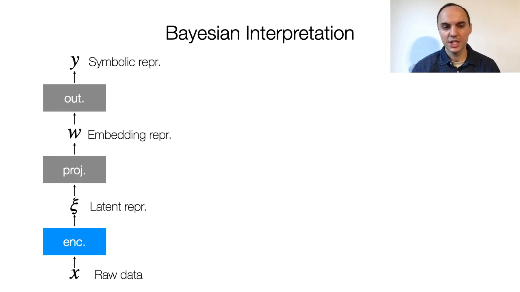So for the analysis, we are going to consider the following ingredients, the following quantities. We have X, which is our raw data. We have the latent representation as the output of our encoder, which is Xi. We have an embedding representation, which is the output of the composition of the projector and encoder, W. And then finally, we have our symbolic representation, which is Y. So it considers the categorical variables underlying our data.